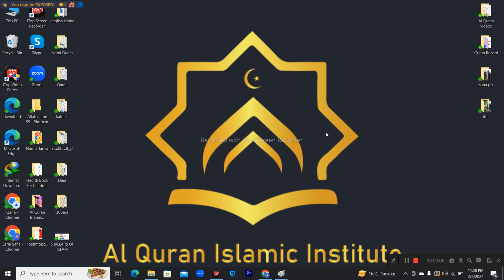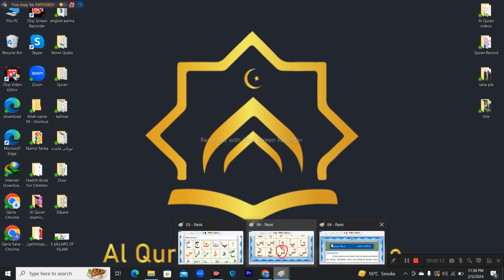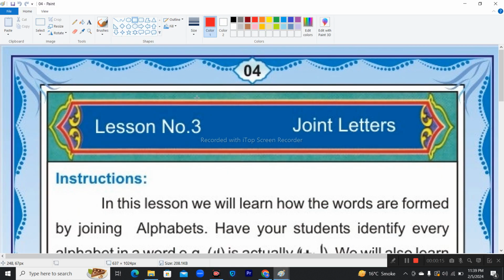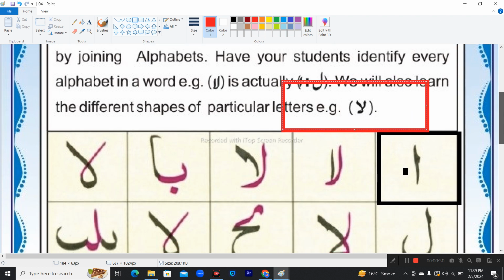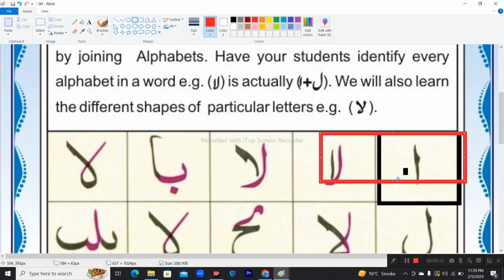So today we start lesson number 2 of the basic Qaida. Today we start lesson number 2, joining the letters. In this lesson we read how the alphabets are connected. We start with the first lesson, which is very easy and simple.